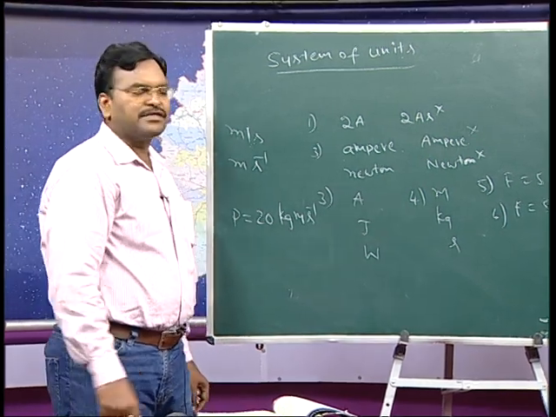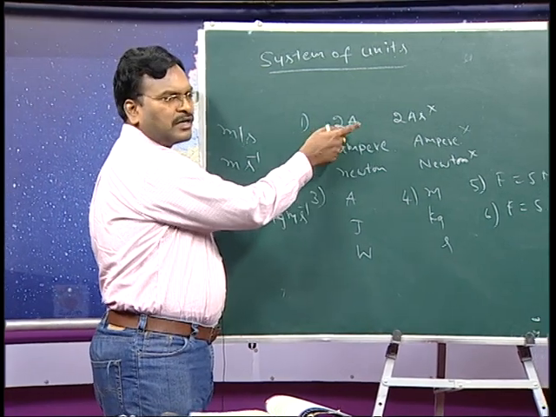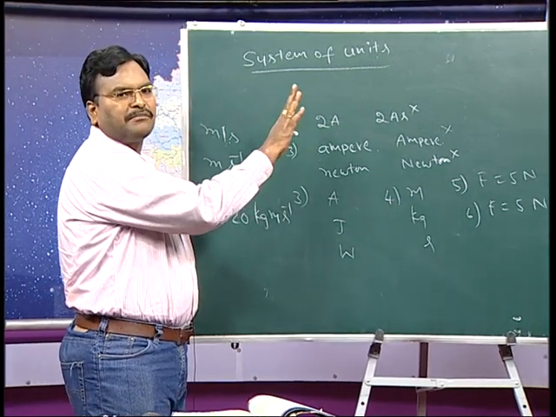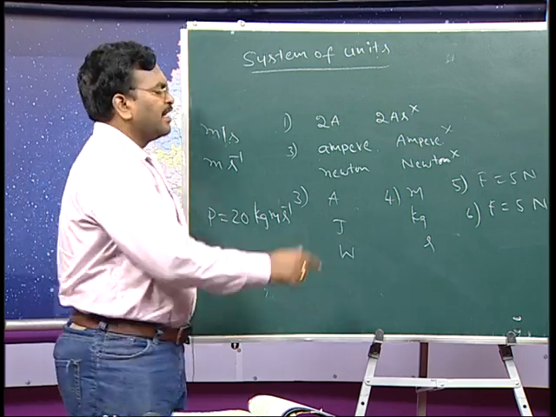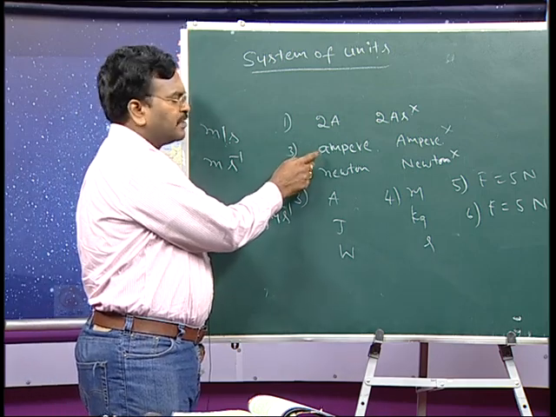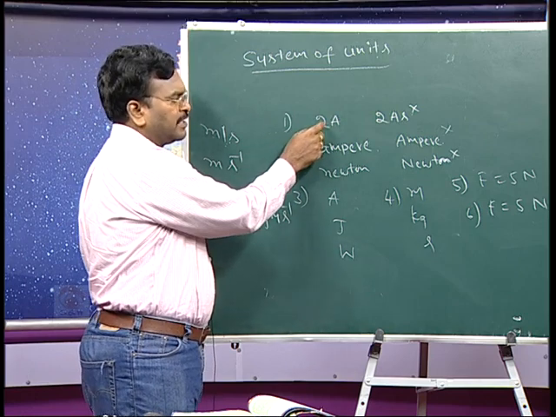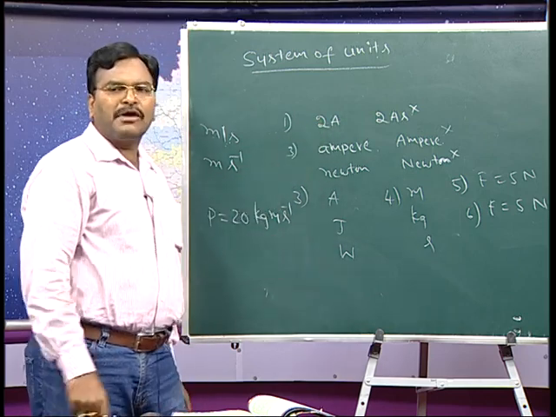Is it clear? First one, what is that? Symbols for units do not take plural form. 2 ampere but not 2 amperes. Force acting on a body, 5 Newton but not 5 newtons. Also current flowing through the wire. Example: 2 ampere but not 2 amperes.